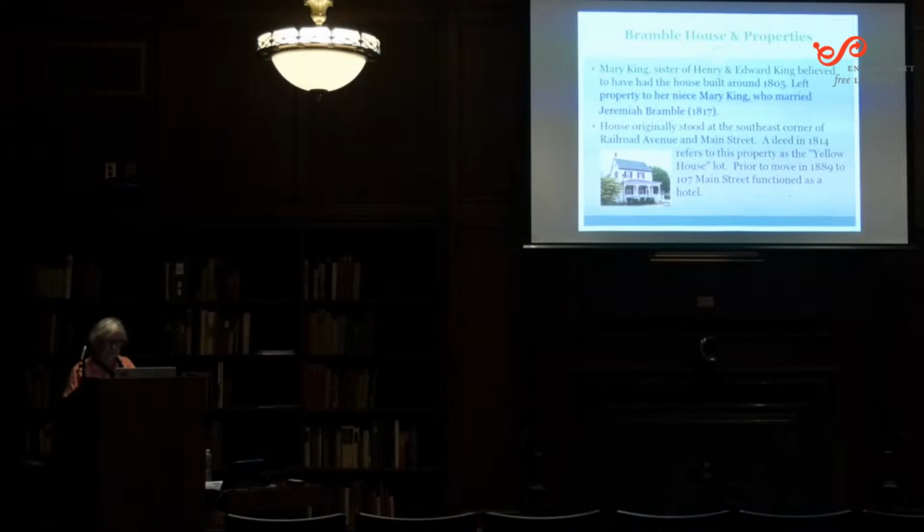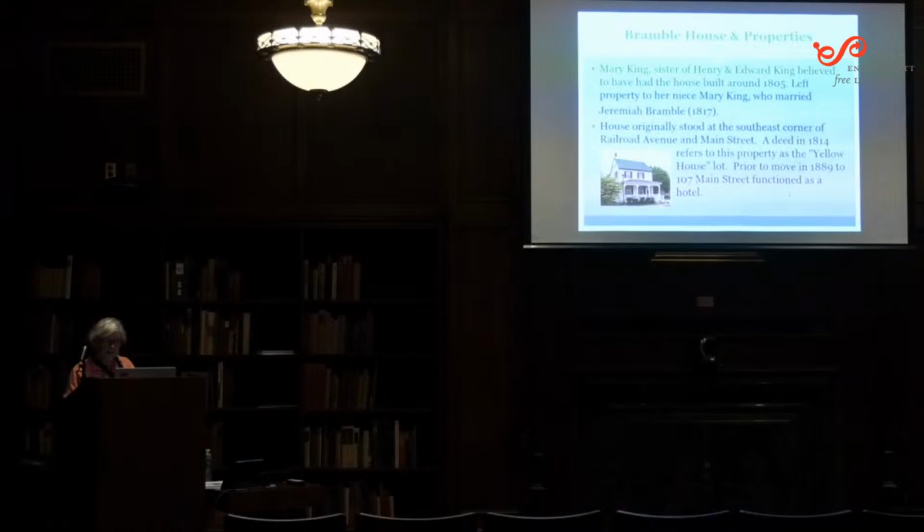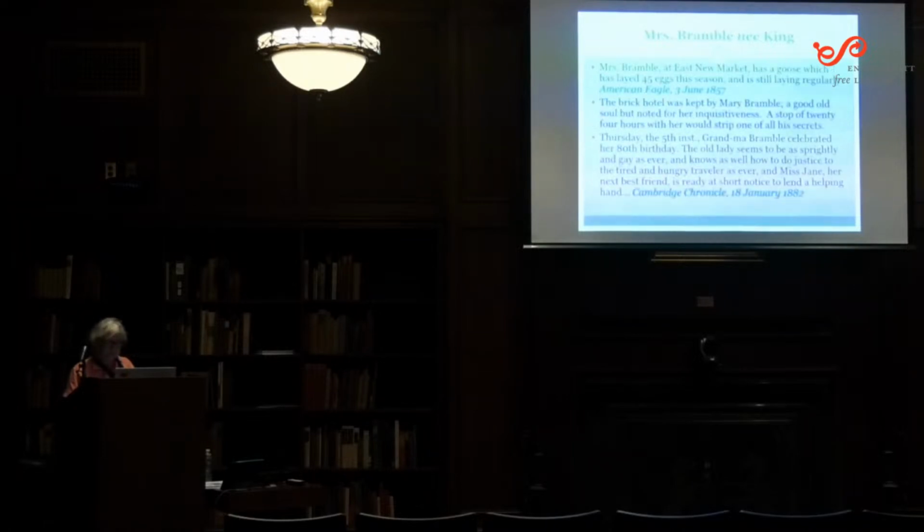So this house was traced originally as being at a particular southeast corner of Railroad Avenue and Main Street. Then a deed in 1814 called it the Yellow House lot. Then it moved in 1889 and became a hotel. So all this is documented, probably even more in local history. Newspapers, a nice source of information, especially sort of curiosity tidbits. Mrs. Bramble having a goose that laid 45 eggs this season in 1857. And it talks about the brick hotel, that yellow house.